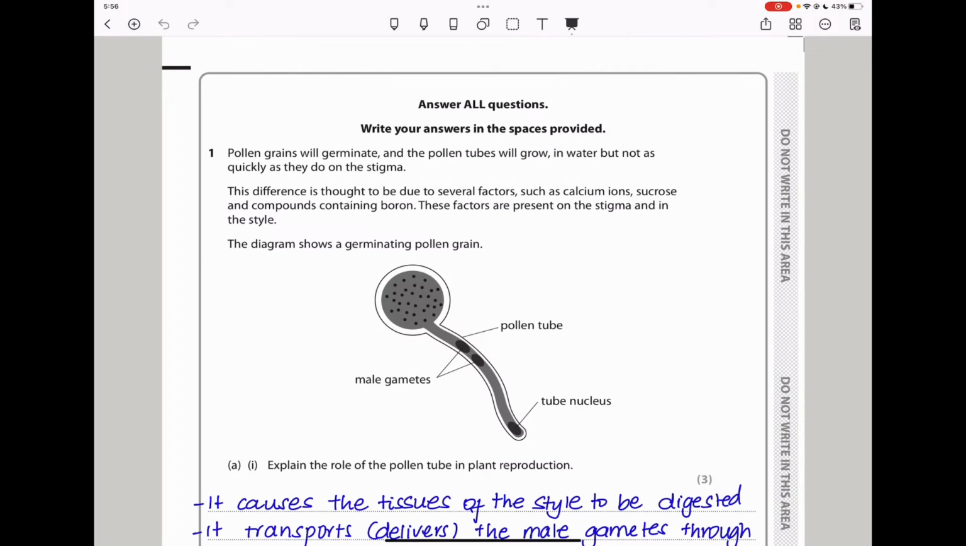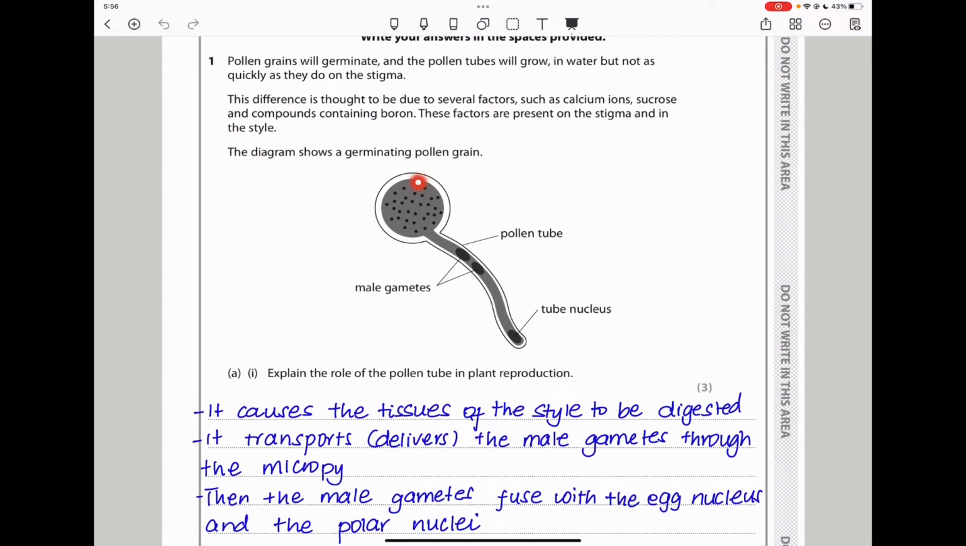Question 1 says pollen grains will germinate and the pollen tubes will grow in water but not as quickly as they do on the stigma. This difference is thought to be due to several factors such as calcium ions, sucrose, and compounds containing boron. These factors are present on the stigma and in the style. The diagram shows a germinating pollen grain. We can see it here.